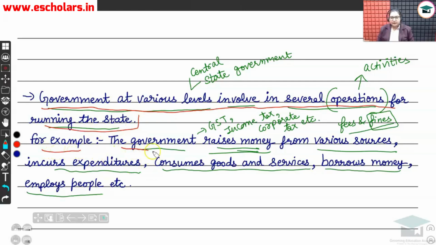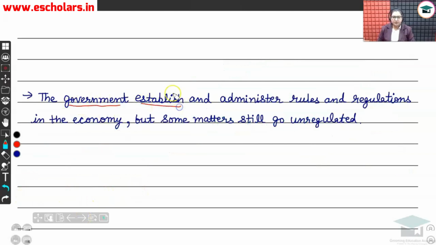For example, the government raises money from various sources, incurs expenditure, consumes goods and services, borrows money, and employs people, etc. Not only this, the government establishes, that is, the government frames, or you can say constructs, the rules and regulations in an economy in order to ensure the proper functioning of the economy. For example, the rule for the alcohol seller is that the seller can sell alcoholic products only after obtaining the license from the government.